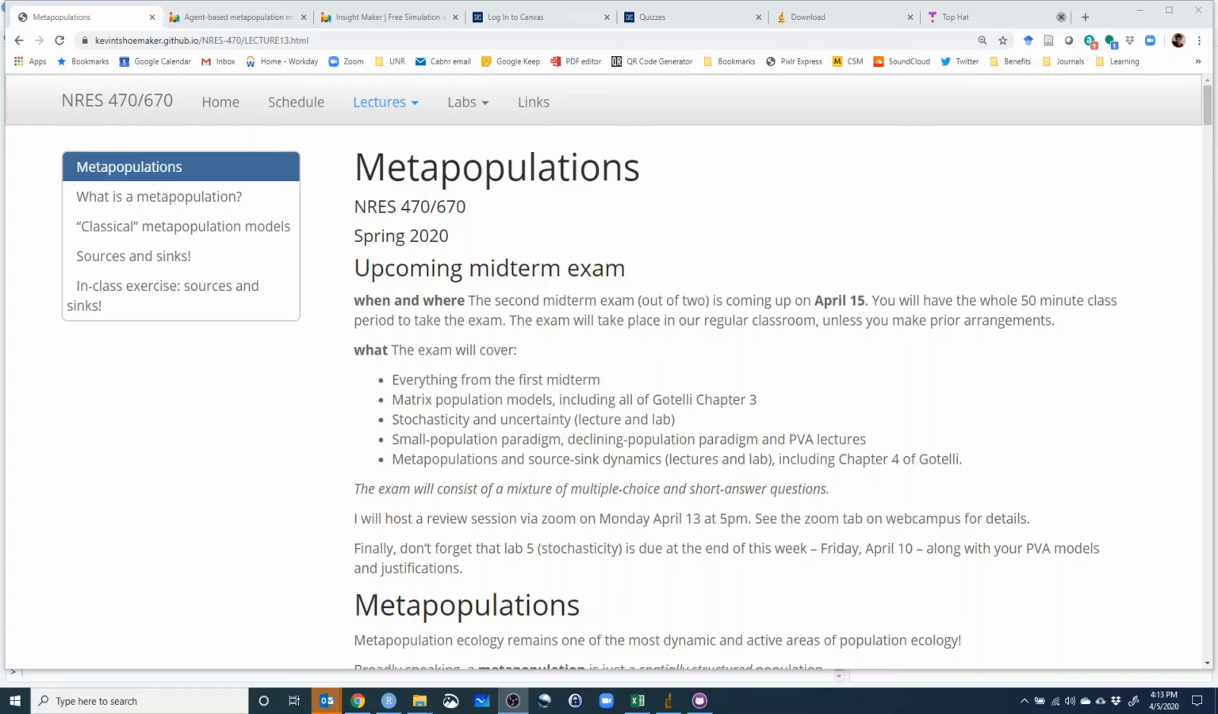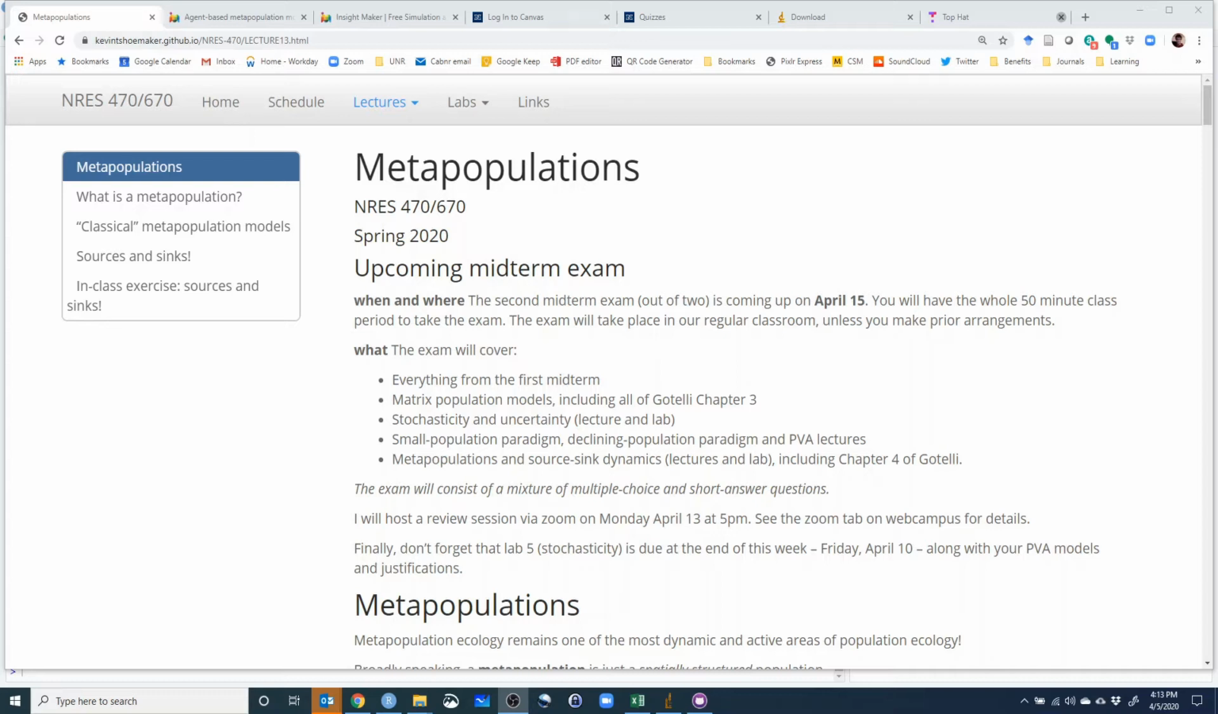The exam will cover everything from the first midterm. So the material in this course is cumulative. It will include matrix population models, including all of Gotelli Chapter 3, which there should be a PDF of in Web Campus if you do not have your Gotelli book. It will include stochasticity and uncertainty, including both the lecture on that topic and the lab, which was Lab 5. Small population paradigm lecture, the declining population paradigm lecture, the PVA lecture.